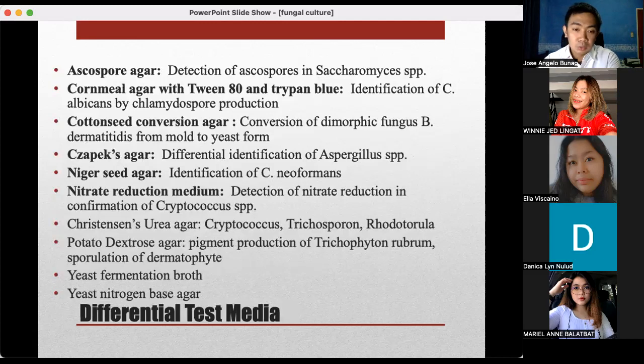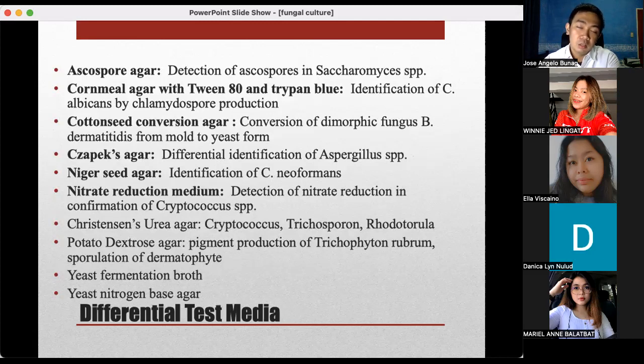Okay, so another, we have your differential test medium. So we have your ascospore agar for the detection of your ascospore in your Saccharomyces species. We also have your cornmeal agar with Tween and trypan blue.